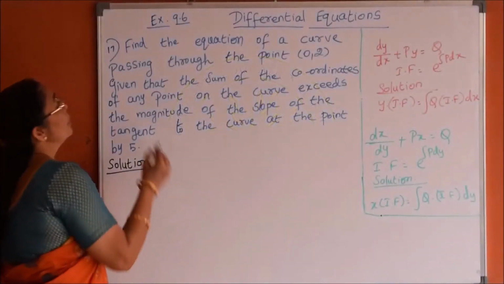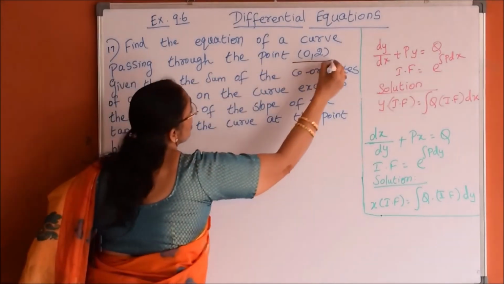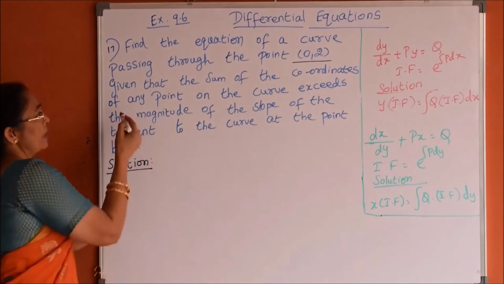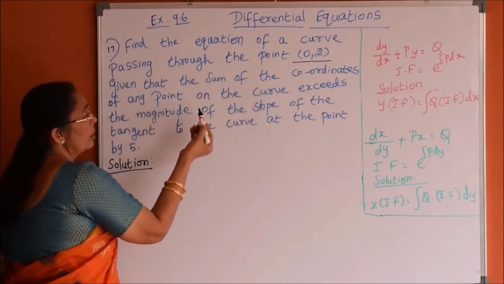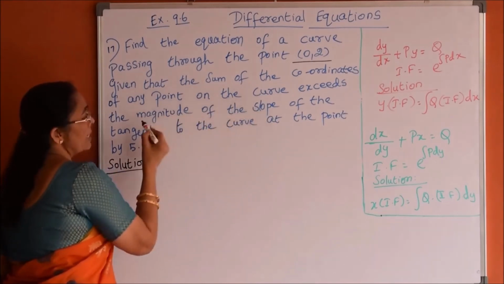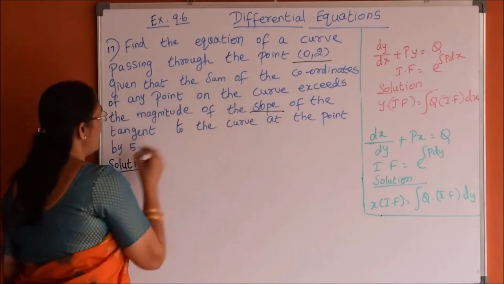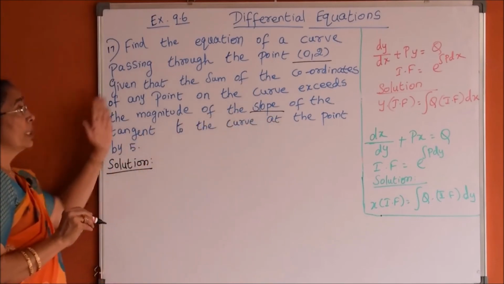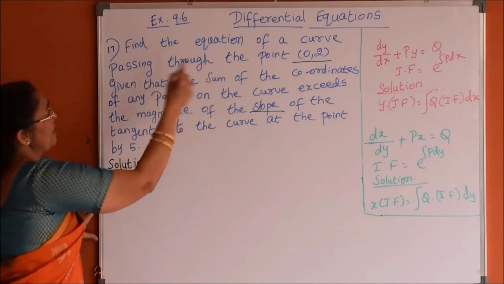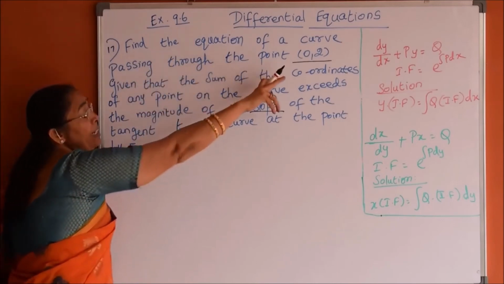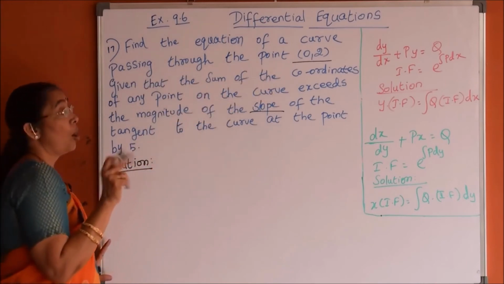17th problem: find the equation of a curve passing through the point (0, 2), given that the sum of the coordinates of any point on the curve exceeds the magnitude of the slope of the tangent to the curve at the point by 5. It is similar to the previous problem. The difference is we have to find the equation of a curve which passes through the point (0, 2). In the previous problem it was passing through the origin.